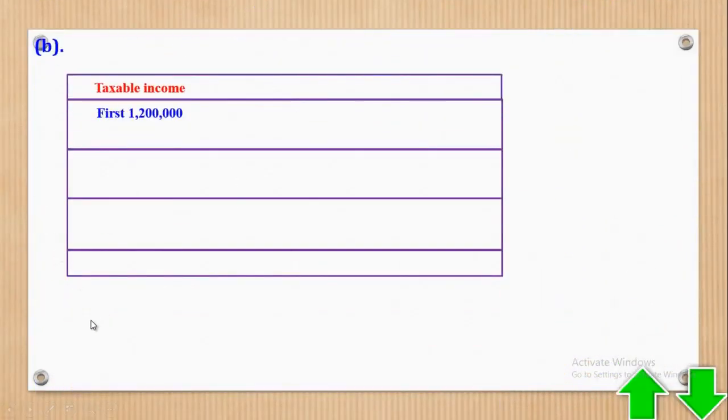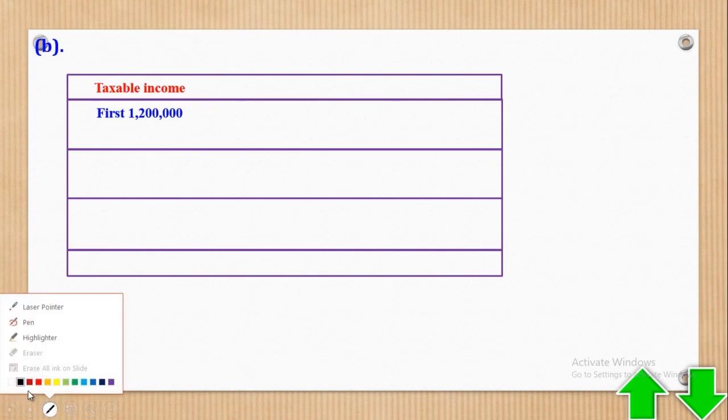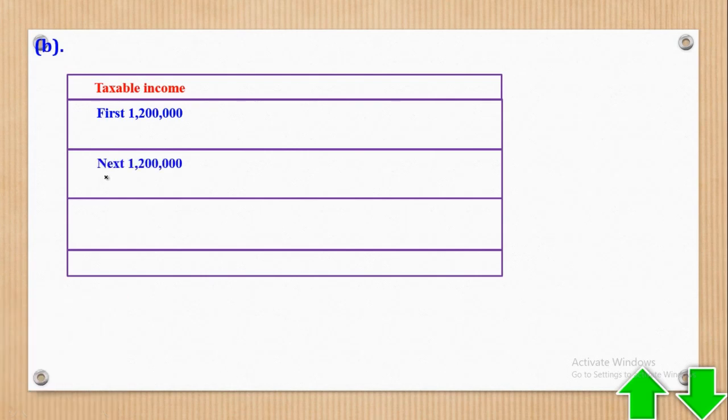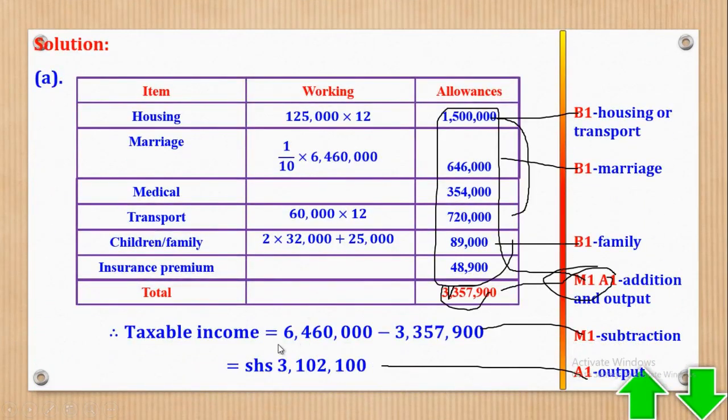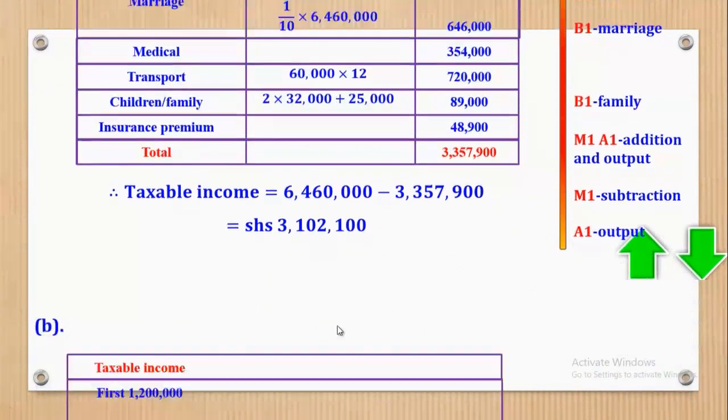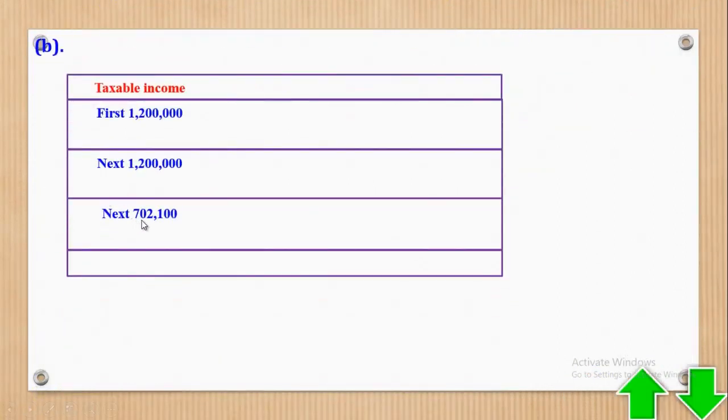So for the first 1.2 million, then we also have the next 1.2 million, and lastly the next one, because we have to subtract. For example, you have to say 3,102,100 shillings minus 2.4 million. When you do that, you'll be able to come up with that last value, which is 702,100 shillings. So that's where it's coming from.